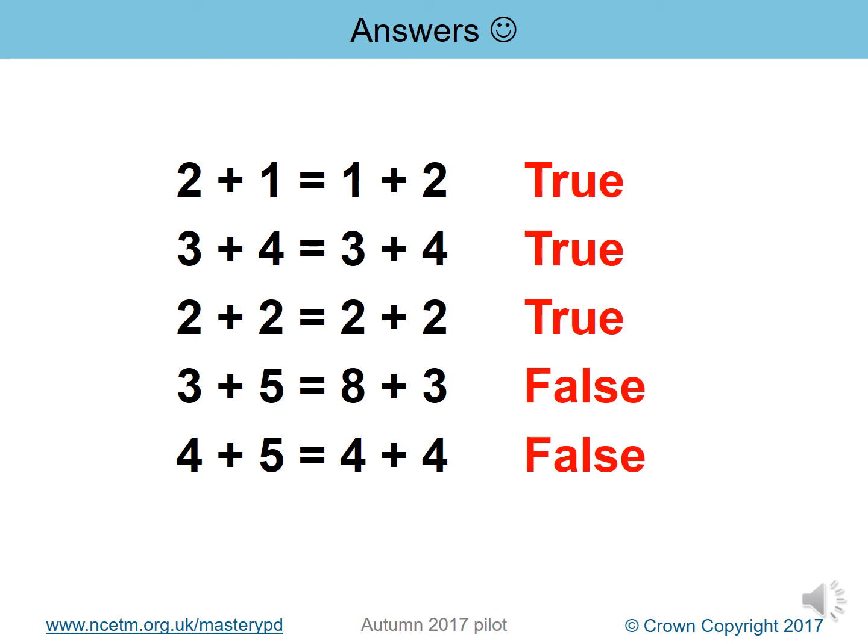And the last one was false again because 4 add 5 is 9, and that does not equal 4 add 4, which is 8. You can't have 9 equals 8 because again, they are different numbers. They have got to be the same number to balance.